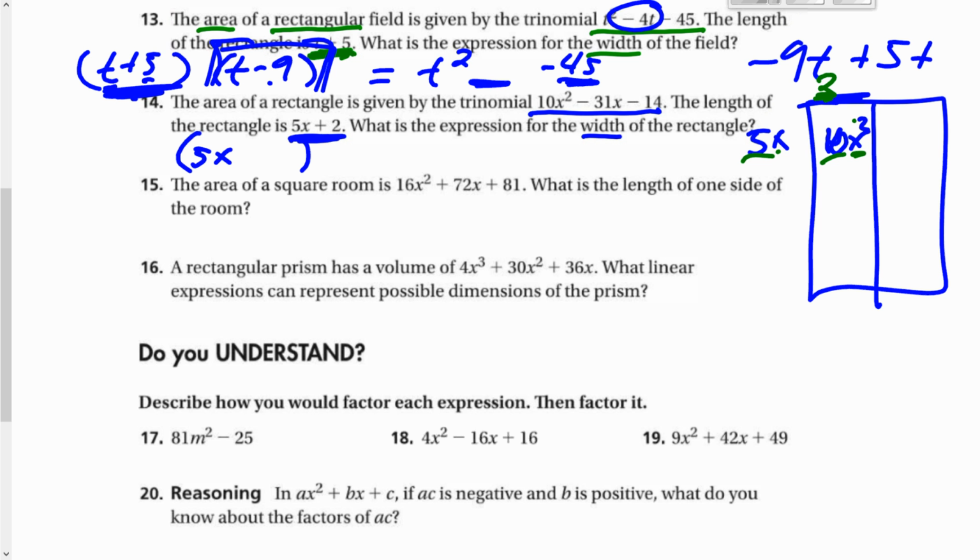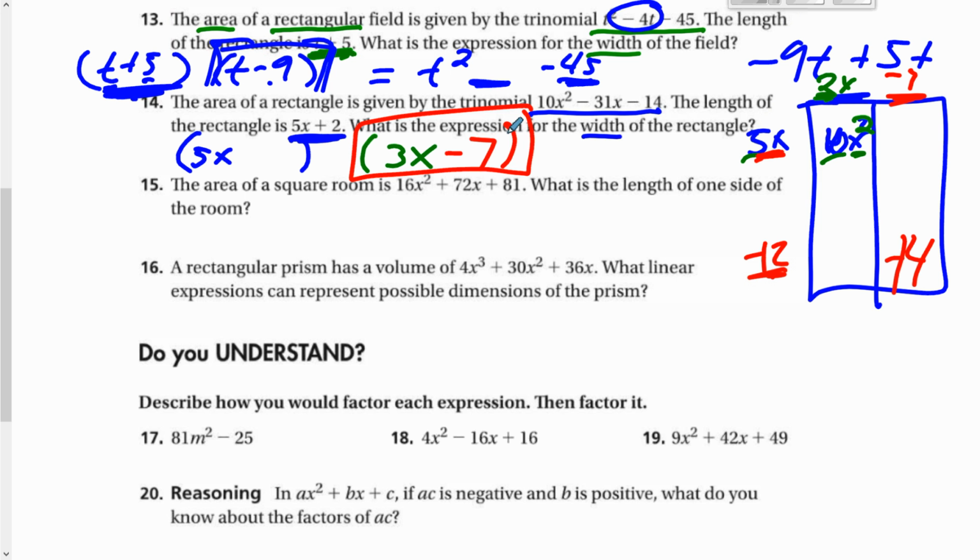X times what is x squared? Sorry, that's supposed to be squared. That's an x. So I know the first one should be a 2x. And then the last one, if I have 5x here, that means I have a plus 2 down here. So 2 times what is the last term, which is negative 14? That would be a negative 7. And then we can check the middle, right? So this should be our answer.